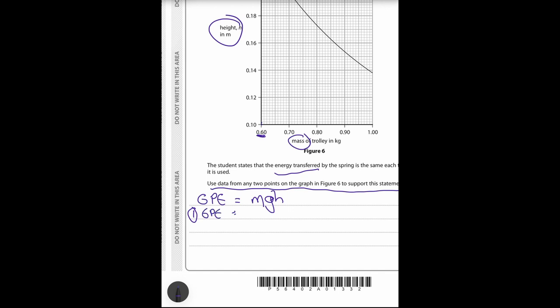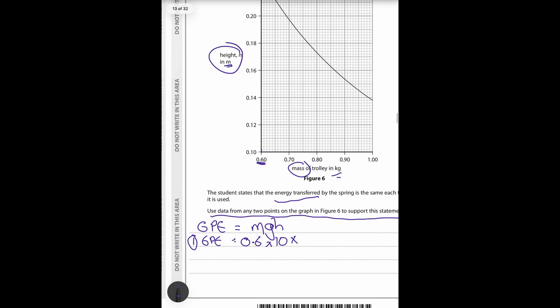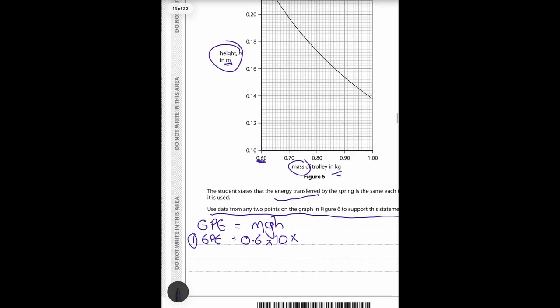What's the mass? It's in kilograms, so I don't need to do any conversions. So 0.6. What is g? I know that g is 10. And what is the height? It's already in meters, so I'm happy with that. And the height was 0.23.